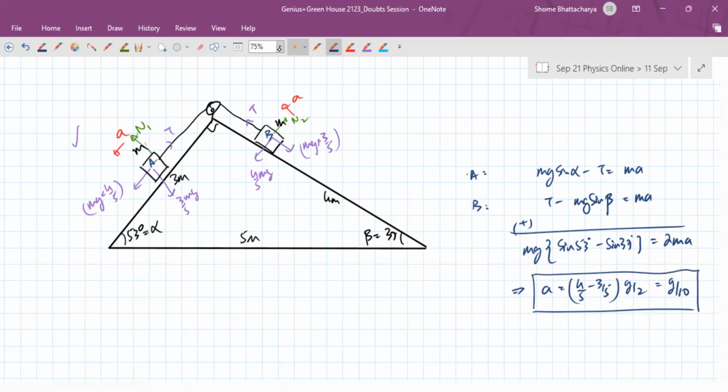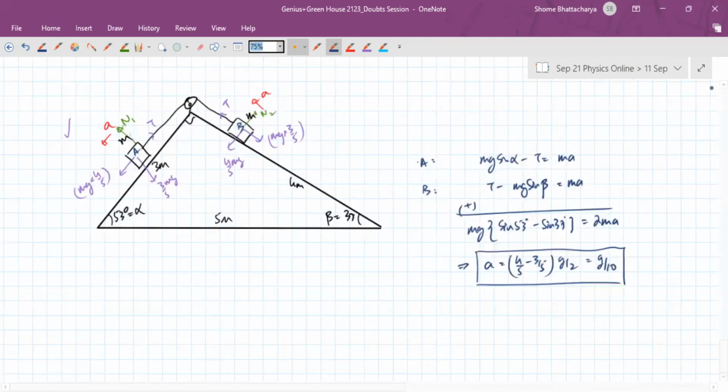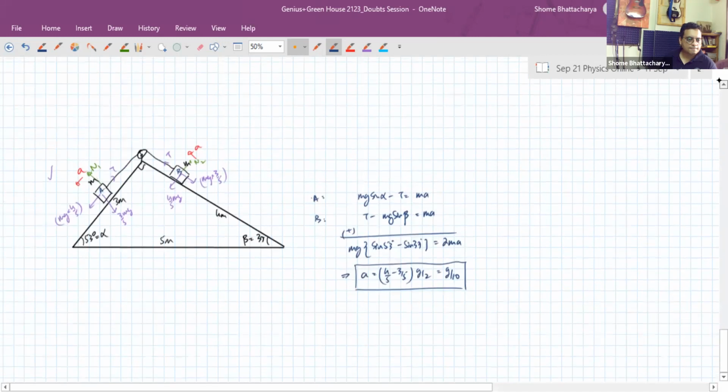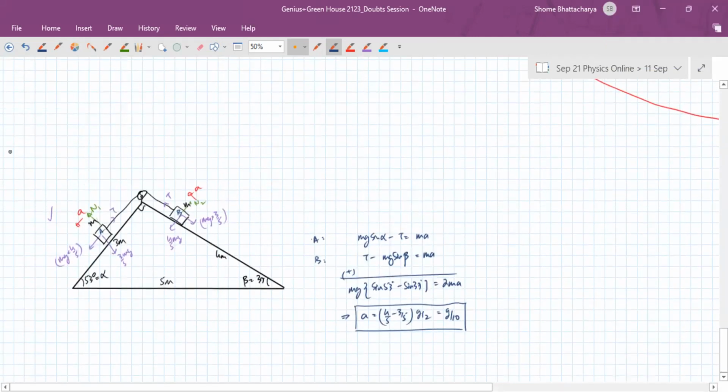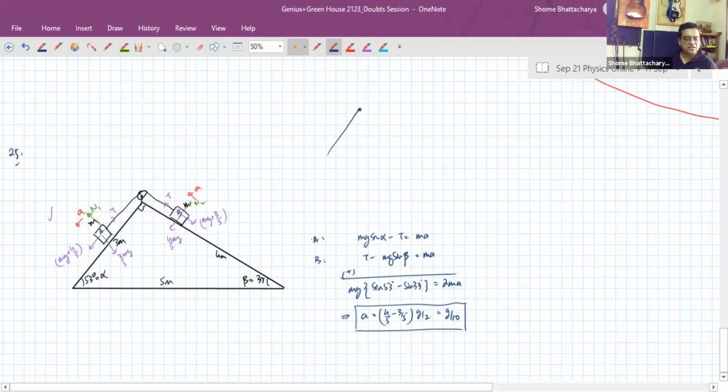Yes, so tell me. You already knew sine 53 and sine 37 is like 4 by 5. Yes. This is a standard triangle.